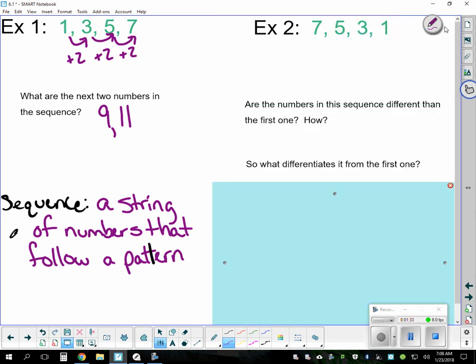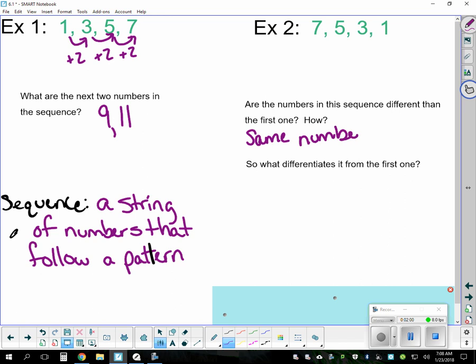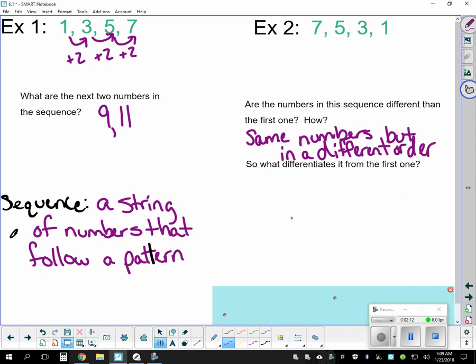Okay. Example 2. Here's another sequence. Are the numbers in this sequence different than the first one? How? Well, the numbers are the same, but they're in a different order. Does that change your problem? I would say definitely. Same numbers, but in a different order. So what differentiates it from the first one? Well, your term numbers are different.